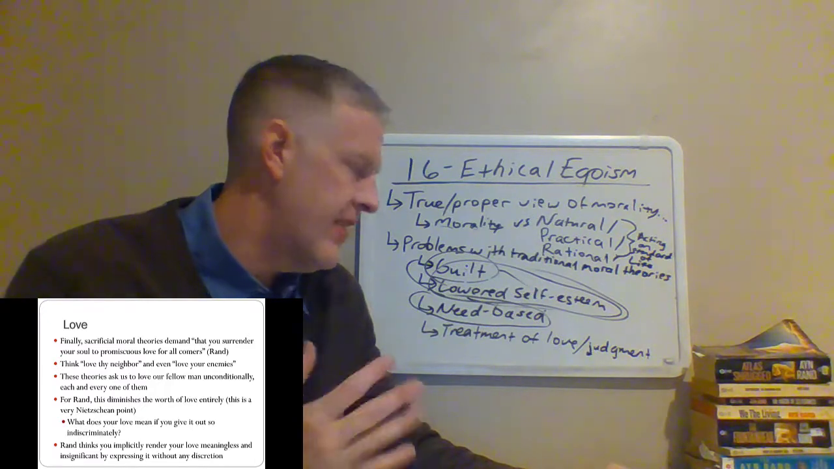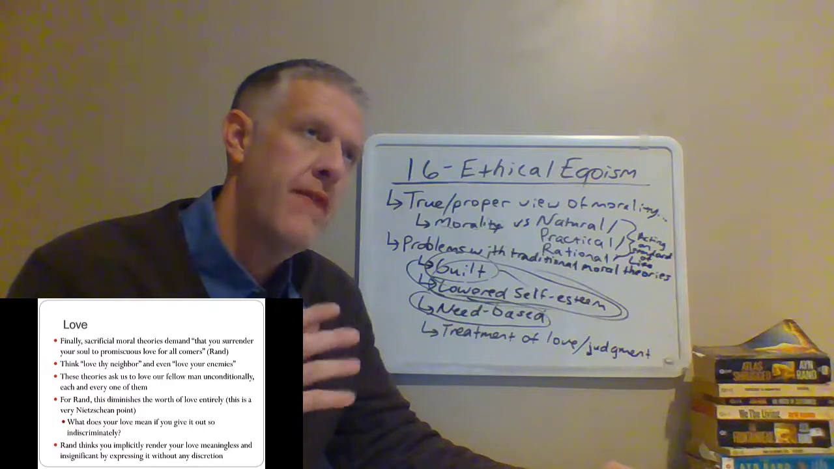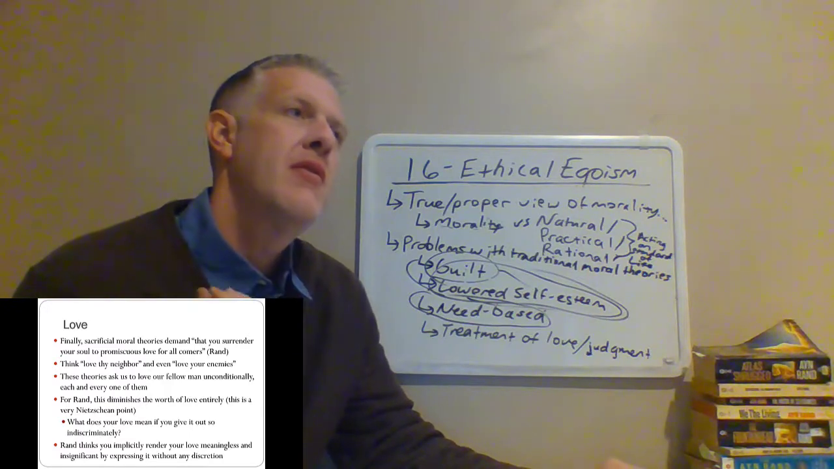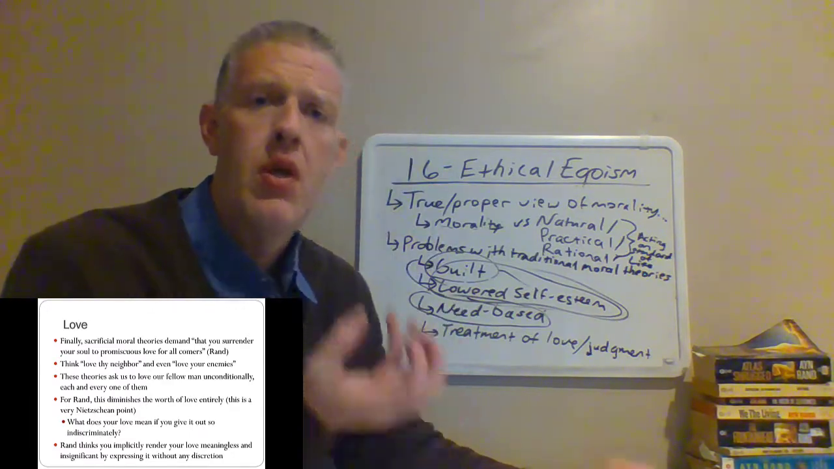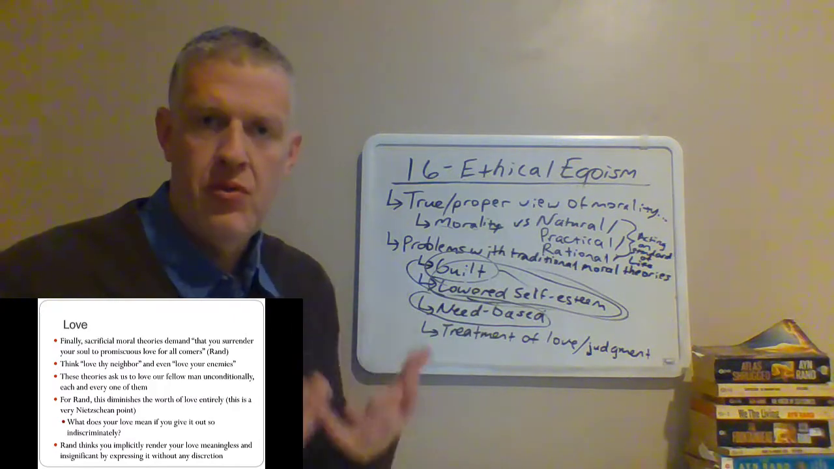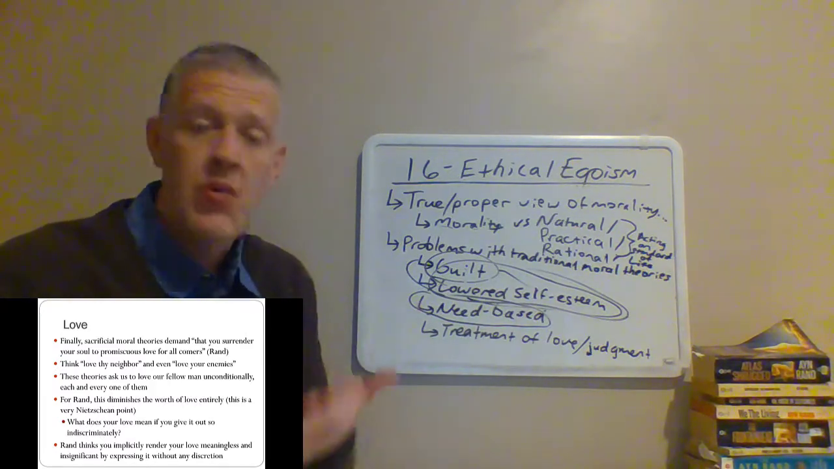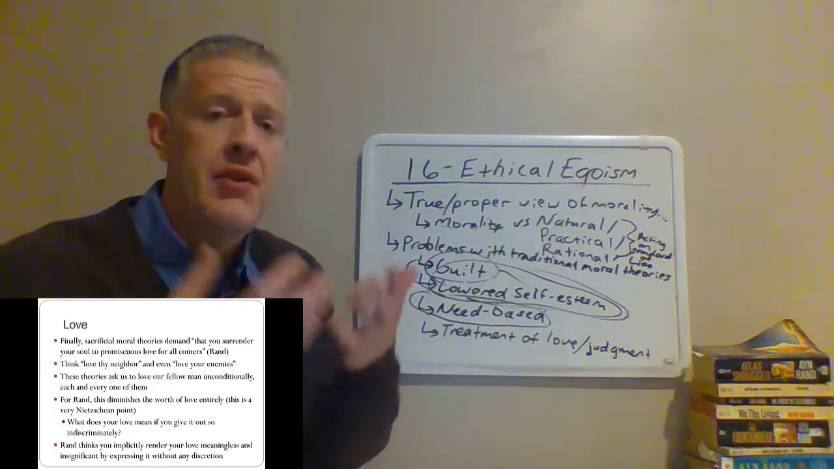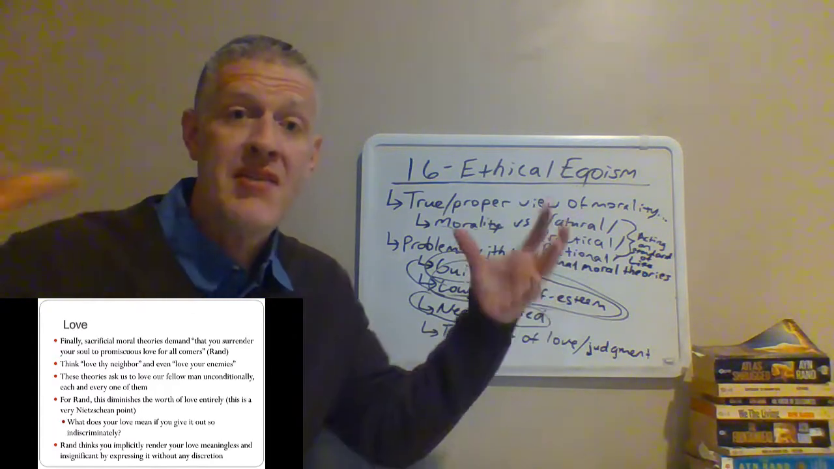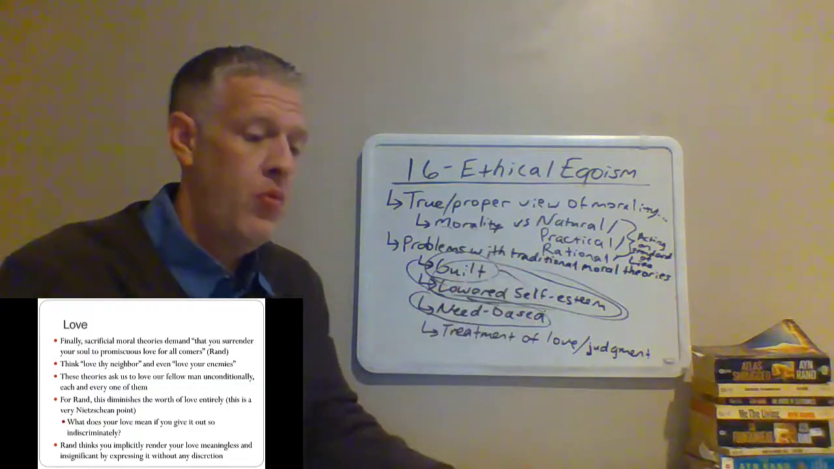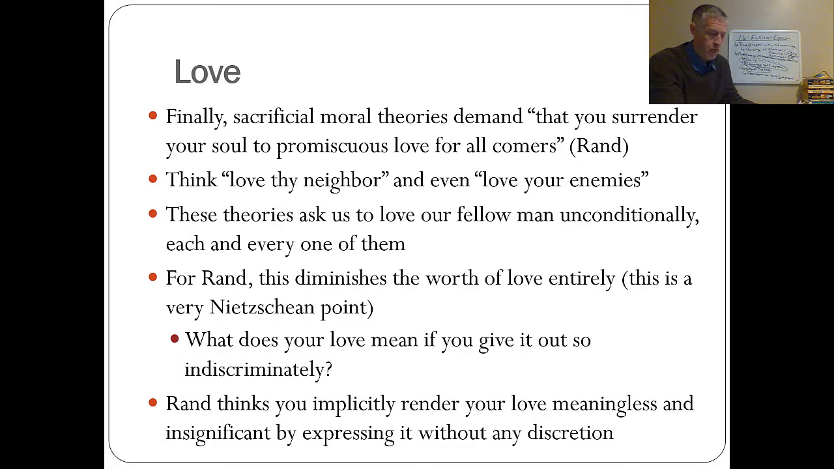So she finds these sorts of views problematic insofar as there's this suggestion that everyone is equal. Within these traditional moral and religious views, everyone is equally worthy of our respect and consideration. Everyone has to enter the calculation, however you want to put the point. These sacrificial moral theories and religions demand, quote, that you surrender your soul to promiscuous love for all comers. And there's a sense of equality: everybody's equally worthy of consideration, respect, etc.